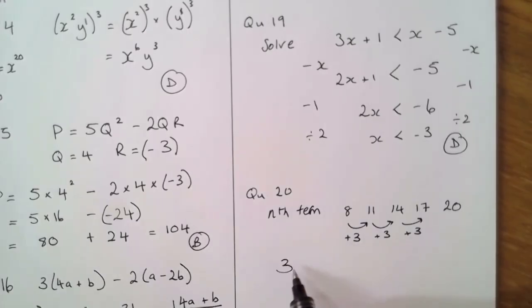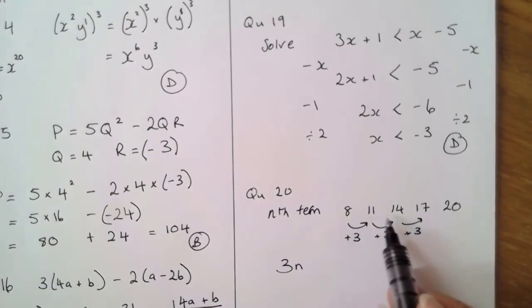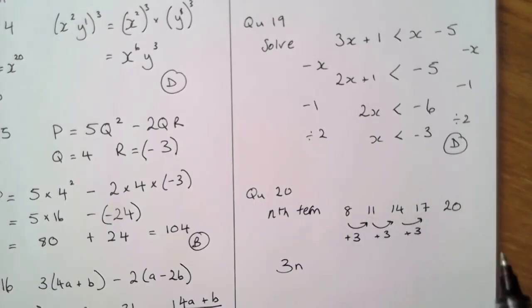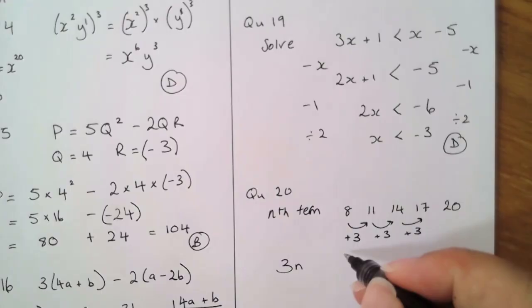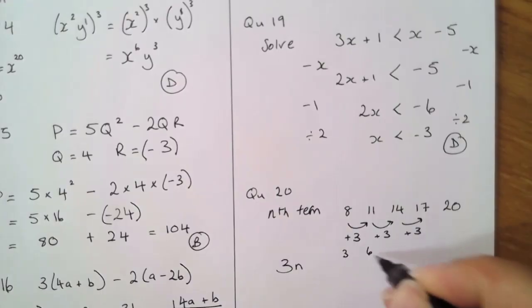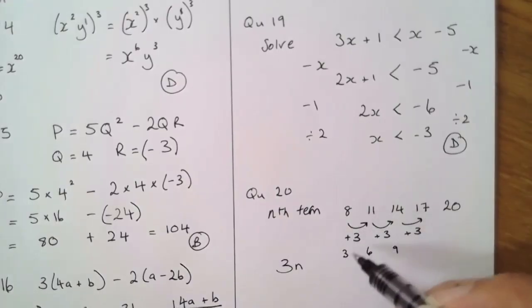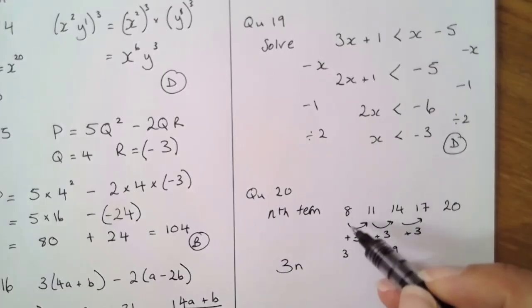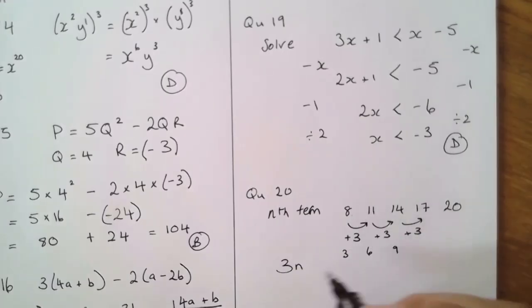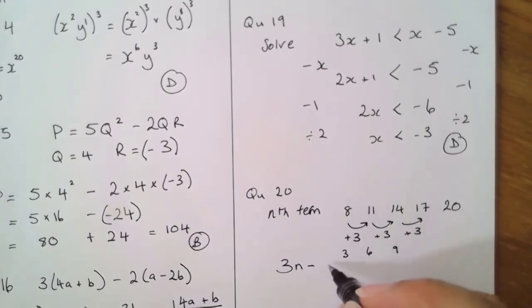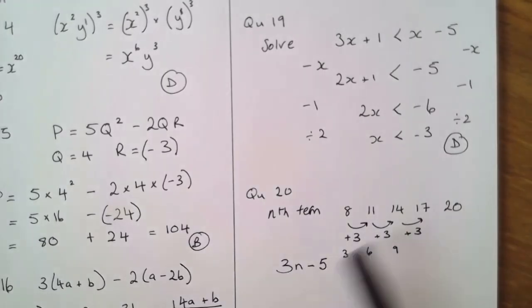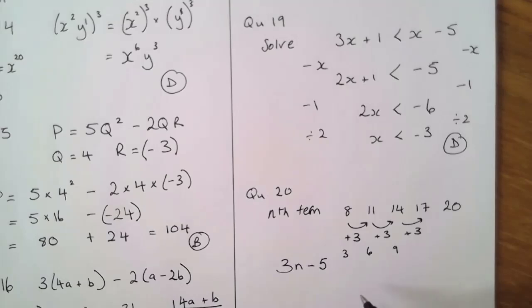What we do is we say 3n. This is going up in our 3 times table. Yes, it doesn't look like our 3 times table. So what we do is think about our 3 times table and ask, what do we do to get from our 3 times table to this number here? We're going to take 3n, and we're going to subtract 5. This is the nth term, this is our answer. This is answer A.